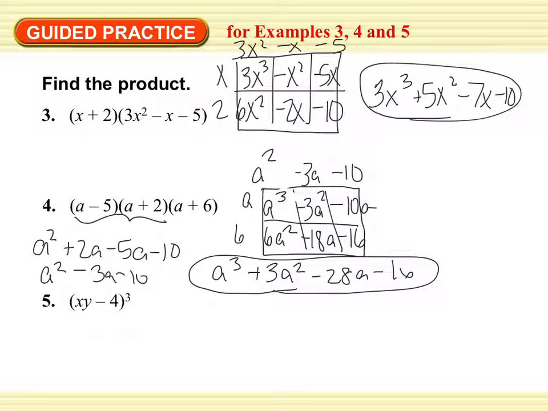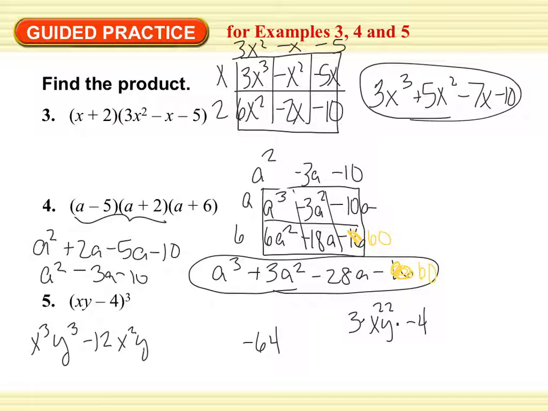Ten times 6 is 60, though. Cool. Almost made a mistake. And then we have a special product one. So I'm going to cube the beginning, x cubed, y cubed. And I'm going to cube the end, and in the middle I have 3 times the beginning squared times the end. So that's negative 12x squared y squared.